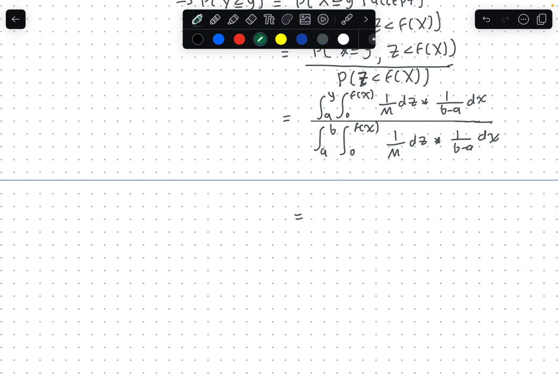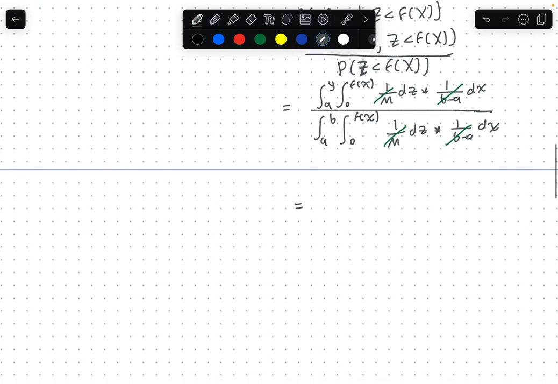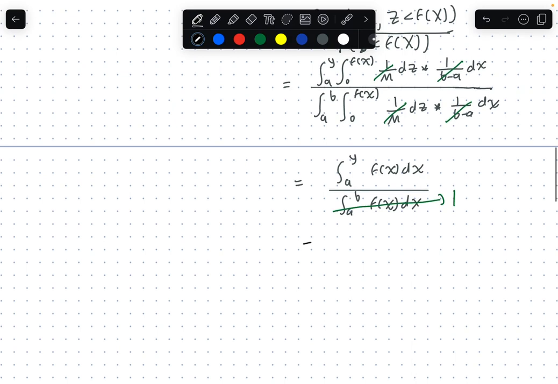And what you'll note is that we have 1 over b minus a, those are constants, so we can cancel them. 1 over m, those can cancel also, constants. And what you'll end up with in the numerator is the integral from a to y of f of x dx. And in the denominator, we'll have the integral from a to b of f of x dx. And when you integrate over the entire domain, you should get 1.